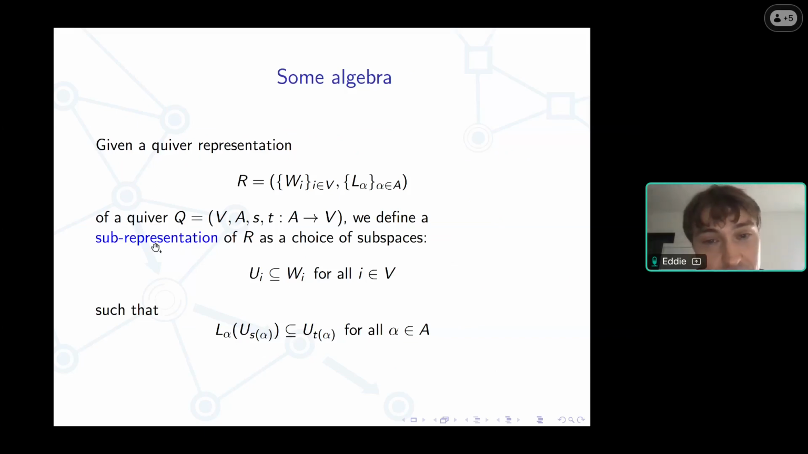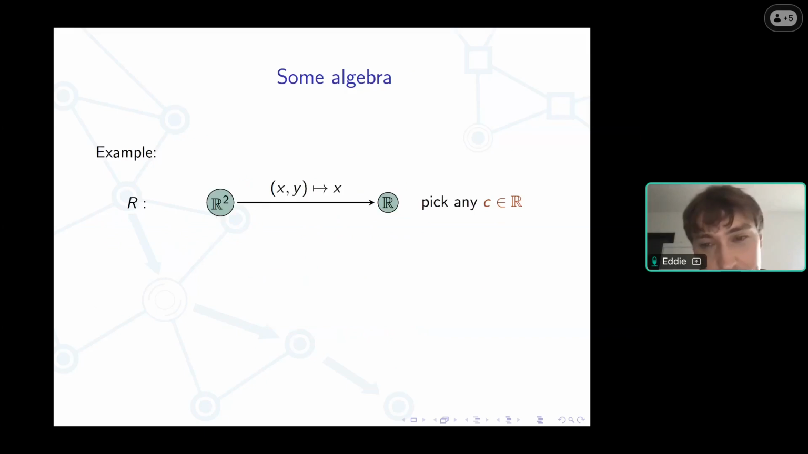Here's an example. This was that representation we had before. I pick any constant c, and then I can take this subspace, just everything of the form (x, cx), so maybe x and 10 times x, which sits in R². This is a subspace, but it's just the whole thing, so it need not be proper. Then you can show that this map trivially sends elements of here into here. There's almost nothing to check that this is a sub-representation, because I take the full space.